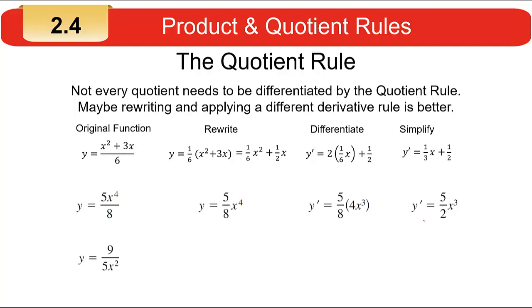One more, if you have 9 over the quantity 5x squared, again, you could use the quotient rule. It will work. My suggestion is to think of that x squared in the denominator as an x to the minus 2 power, and then use the power rule, and you'd have minus 2 multiplied by 9/5, and then you subtract 1 from the minus 2 and make it minus 3, and minus 2 times 9/5 is minus 18/5, x to the minus 3. As I said, every single one of those could be done by the quotient rule, and if you're more comfortable doing that, then that's fine, but here are some alternatives if you're so inclined.